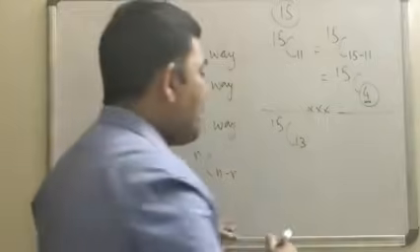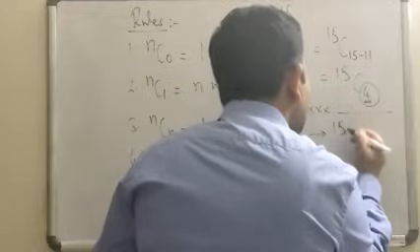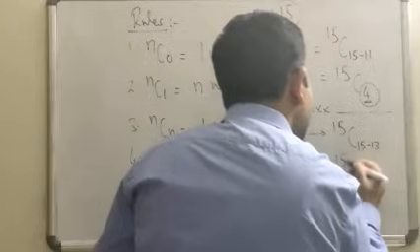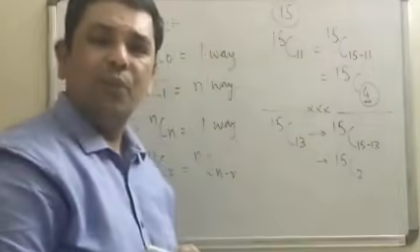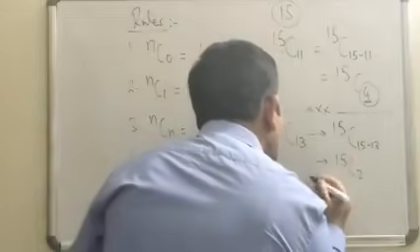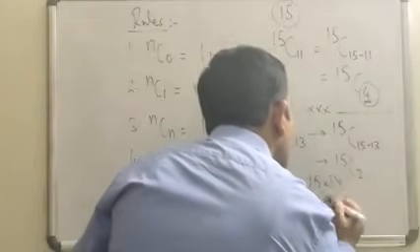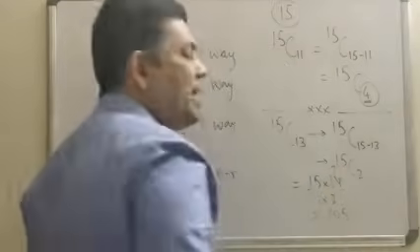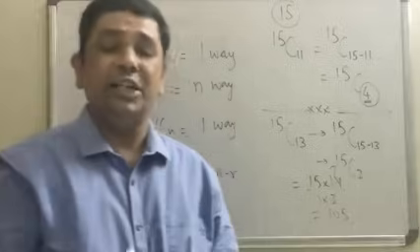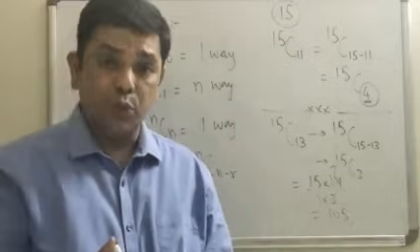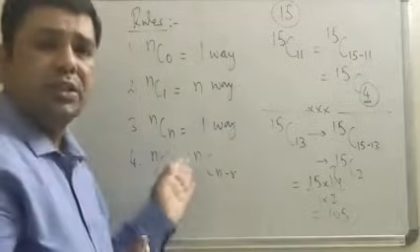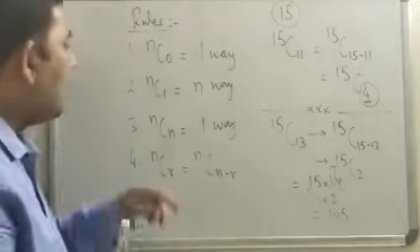So what is the best step? The next best step is to say that 15C13 is same as 15C2. Now what is 15C2? 15C2 is 15 into 14 divided by 1 into 2. And suddenly that same calculation becomes easy to handle. So students, you must remember these 4 rules. We'll do a quick recap.